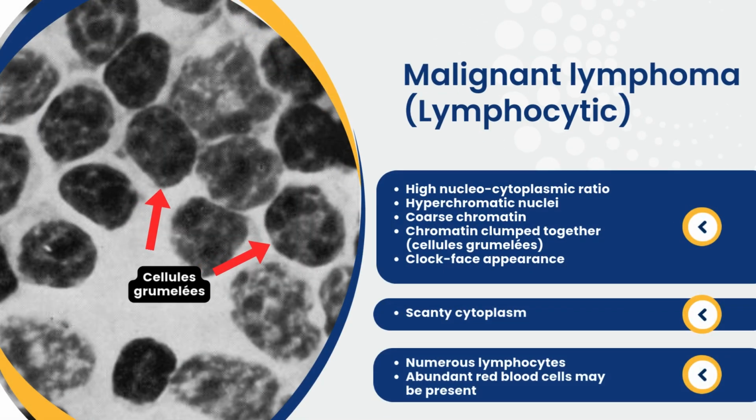In this lymphoma, the nuclei of the lymphocytes show abnormal characteristics such as a high nucleocytoplasmic ratio, hyperchromatic nuclei, and coarse chromatin pattern. However, what's unique about lymphocytic lymphoma is that the chromatin clumps together in such a way that it provides a clock face appearance. These cells with clumped chromatin in the nucleus are called cellules grumelées. Other than that, the cytoplasm is scanty, and the background may contain numerous lymphocytes and abundant red blood cells.